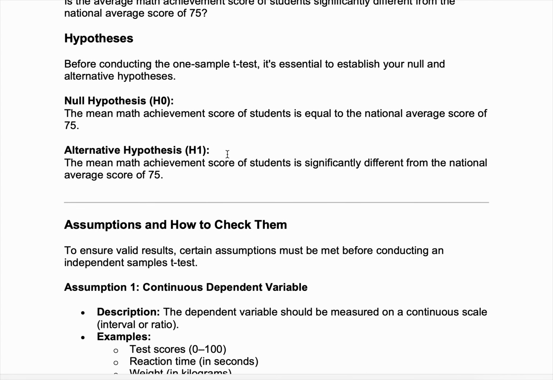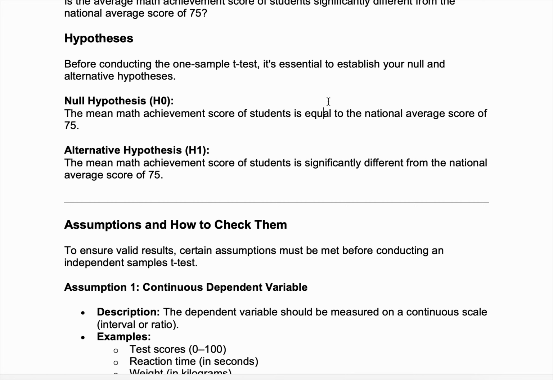So the null hypothesis is slightly different because of that. Our null hypothesis is going to be that the mean of that math achievement score of students is equal to the national average score of 75. Now it's different because typically the keyword we look for is significantly different. So you can say is equal to, because if I'm saying that my sample mean is equal to the population mean, that essentially means there's no difference between the two. And our null hypothesis is always that two things are not different.